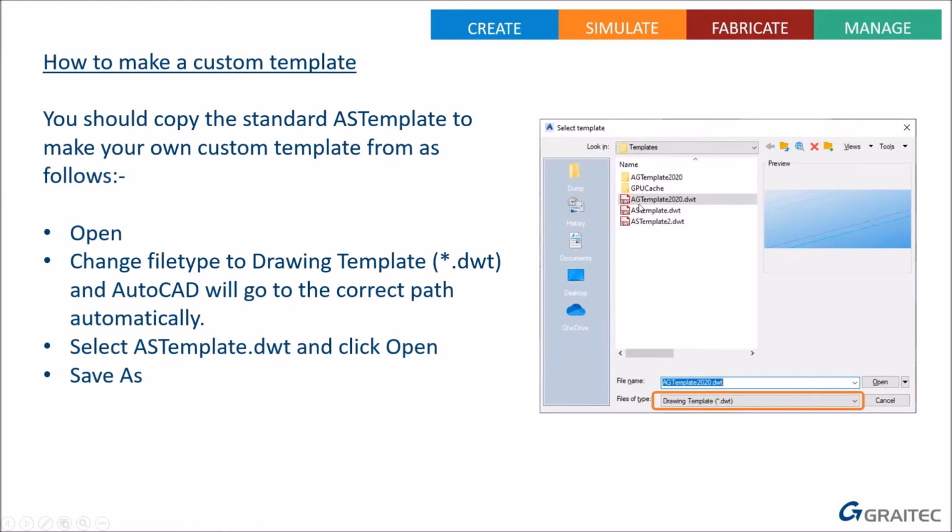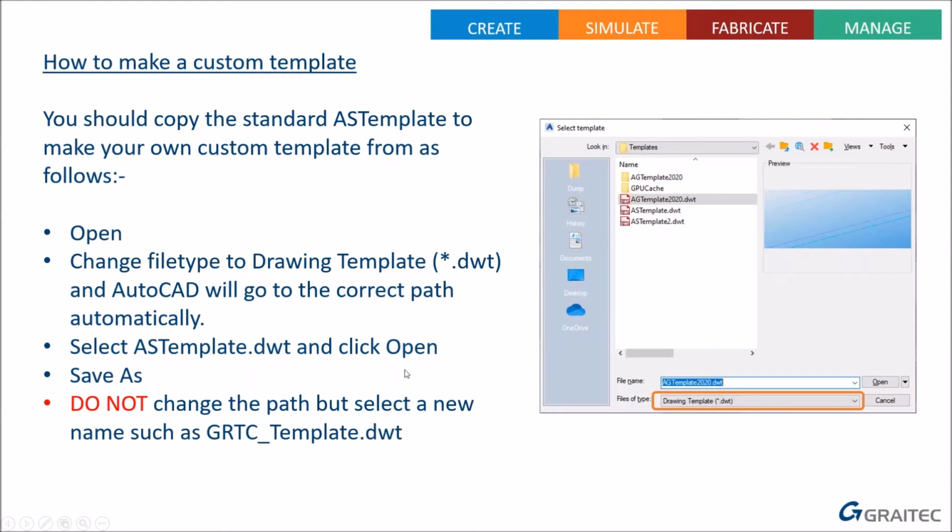You can see I've called my one AG Alec Giles template 2020. Do not change the path. You must leave the new template in the same path that the original file was in, and then you're safe. Once you've done that save as, you can edit that file as much as you like.